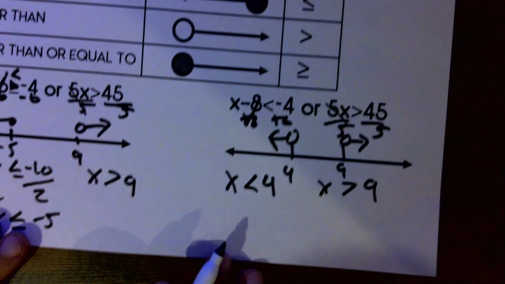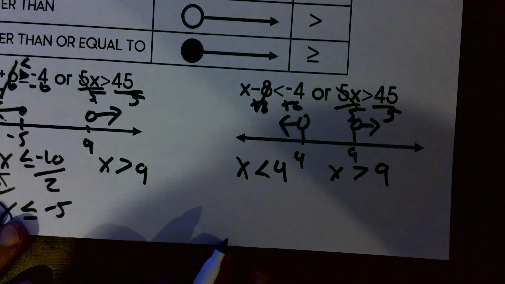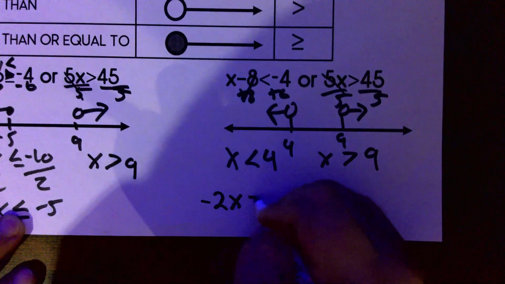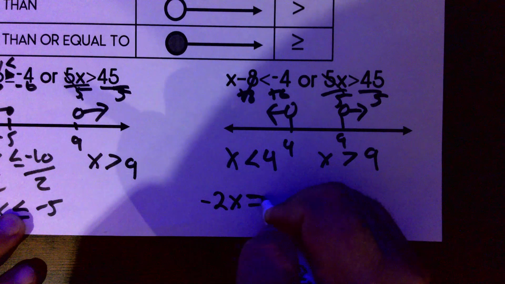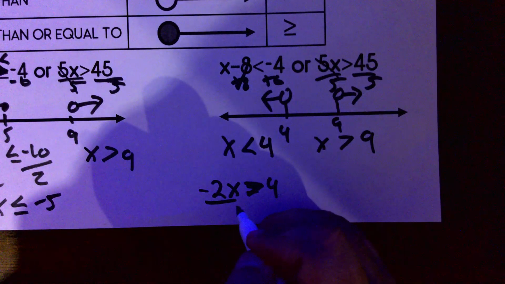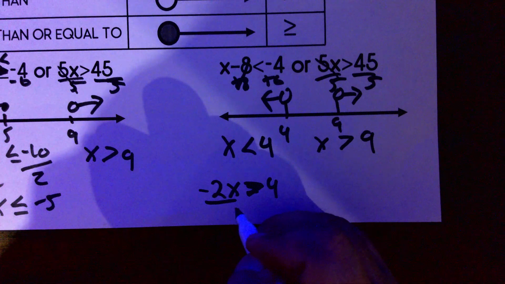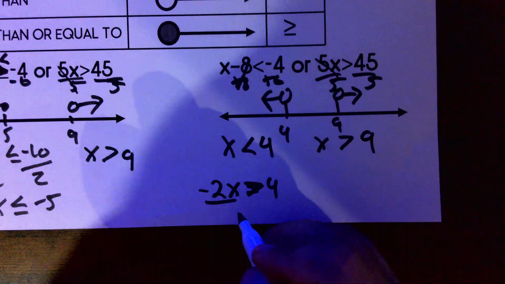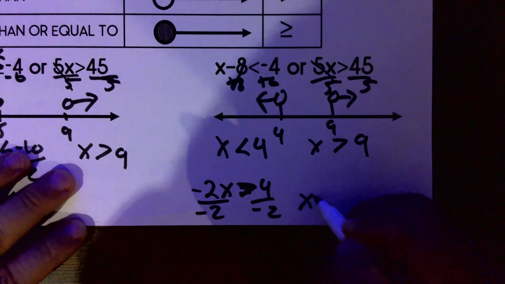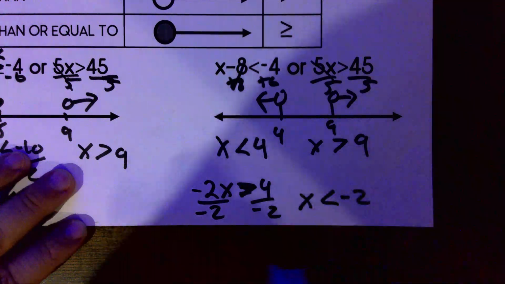And so none of these had a negative that you had to divide by. Just keep in mind, if I have a negative number, for instance, negative 2x is greater than 4, I will need to divide both sides by negative 2, and that would flip the sign. x is less than negative 2, but I didn't have to do that here.